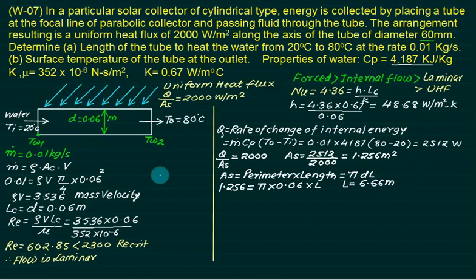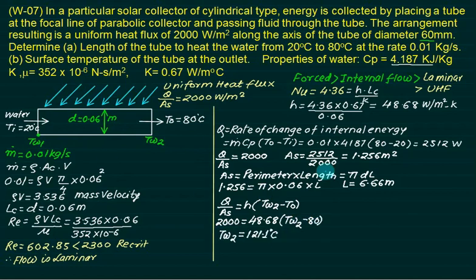To find the wall temperature at outlet, we have Q divided by As equals h multiplied by the temperature difference, which at outlet is TW2 minus To. We have 2000, that is the value of Q divided by As. h we have found is 48.68. We don't know the wall temperature at outlet, minus To, which is 80. Solve this, and you will get TW2 as 121.1 degrees Celsius. This value is naturally higher than 80 degrees Celsius, because only then is heat transferred from high temperature to low temperature.